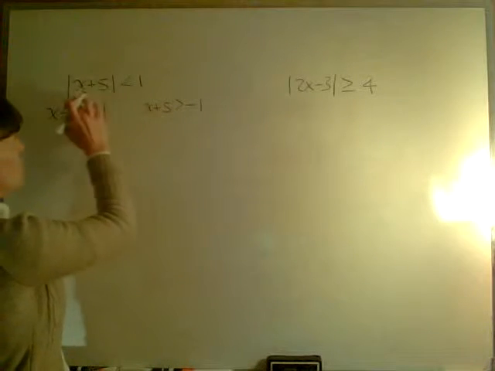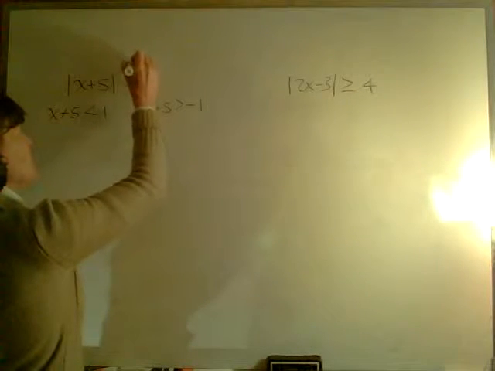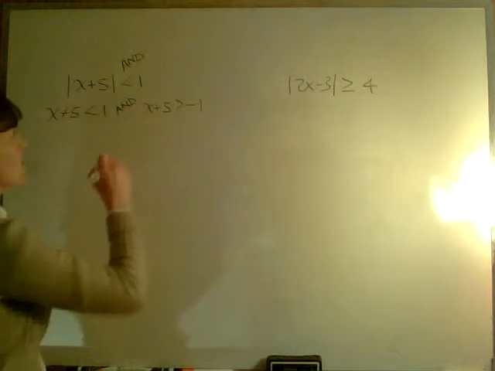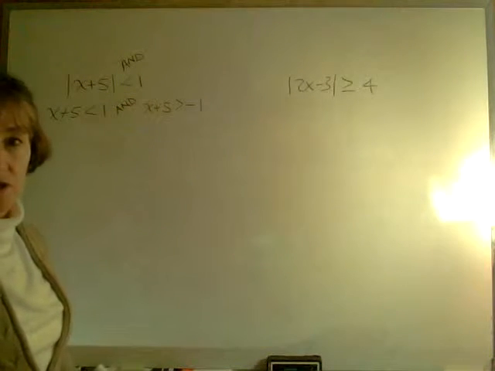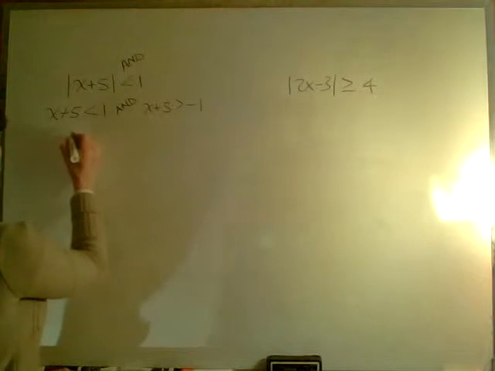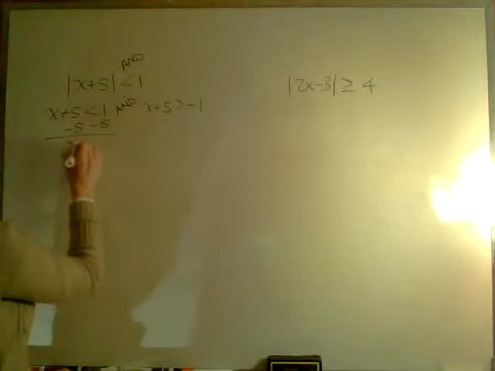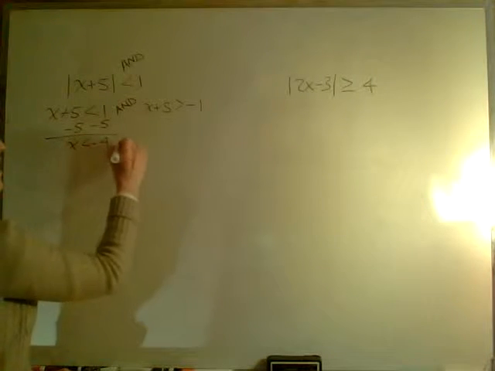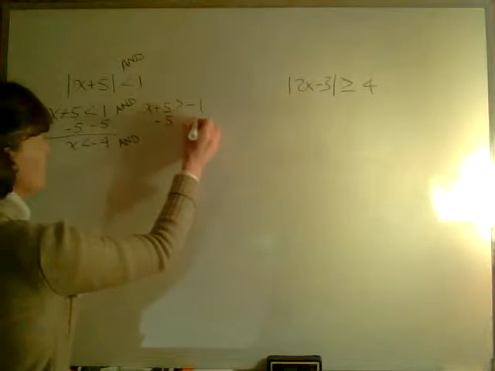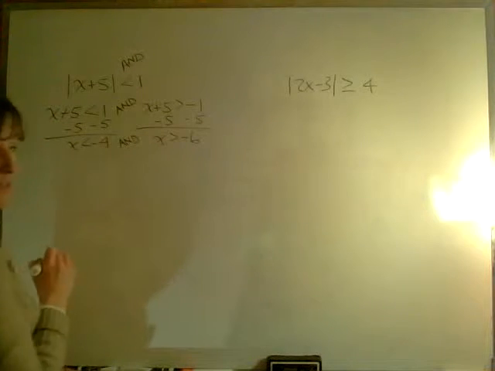A less than, when used with an absolute value, means and. So I have to write the word and between my two statements. That's critical, all right? Now when I solve this, I'm going to subtract 5 from both sides. X is less than negative 4, and over here, x is greater than negative 6.